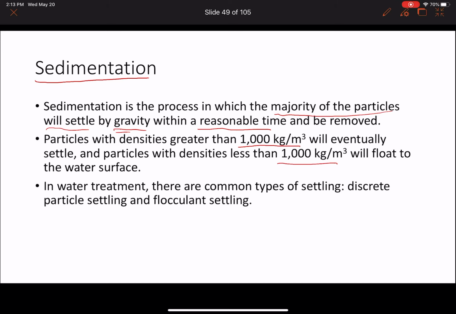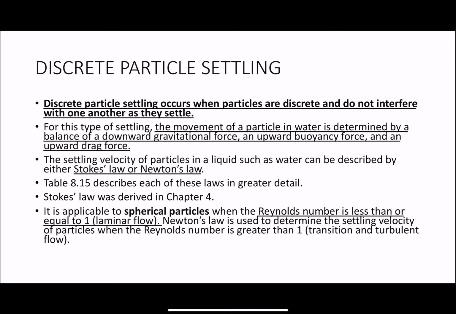There are common types of settling. There is a type of settling called discrete particle settling, and there is another type of settling called flocculent settling. Let's look at this discrete particle settling. Discrete particle settling occurs when the particles are discrete, okay, and they do not interfere with each other as they settle. Every particle is settling by itself. No interaction with other particles.